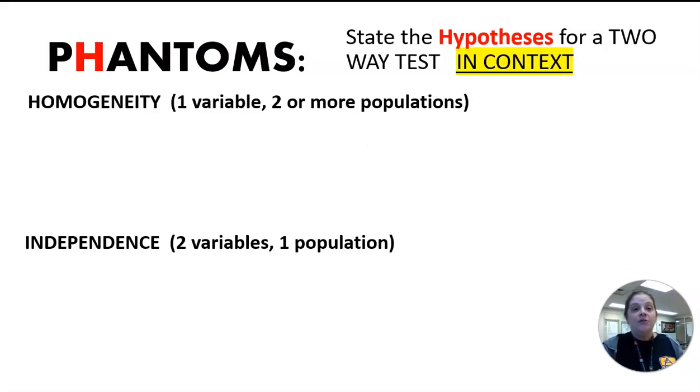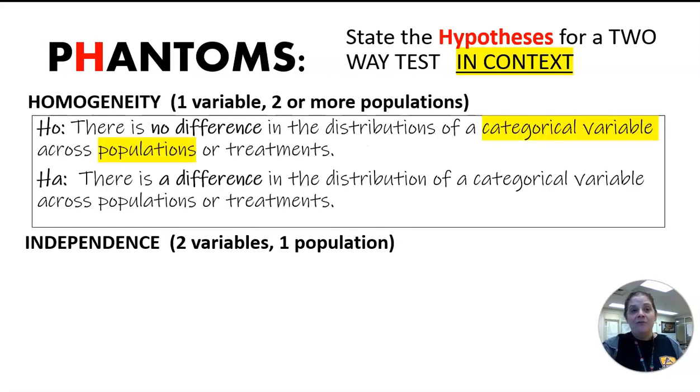So the hypotheses for homogeneity: you're going to have no difference in the categorical variable across these populations. The distribution looks the same for different populations. Whereas the alternate hypothesis is going to be that there's a difference in this variable across these populations. Remember, with homogeneity, you have one question that you've asked of multiple groups, and you want to know, is the distribution of the answers to that question the same across these multiple groups?